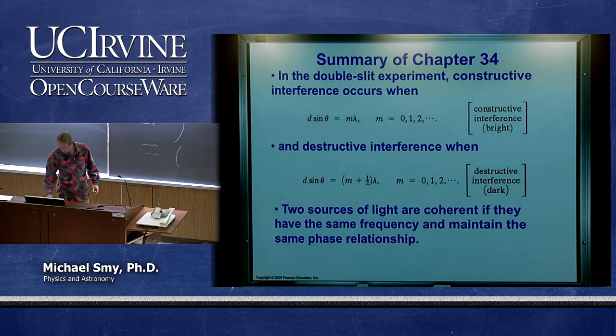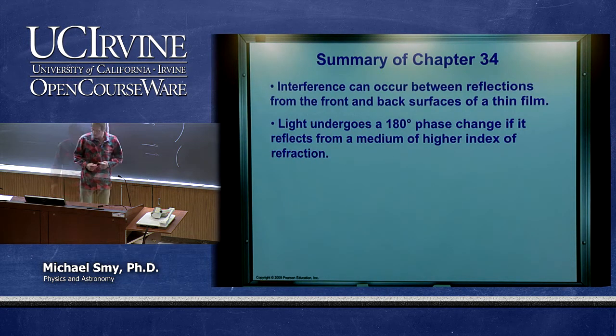And interference can only be observed if the light is coherent. So interference can also occur between reflections from the front and back surfaces of a thin film. Light undergoes a 180-degree phase change if it reflects from a medium of higher index of refraction.